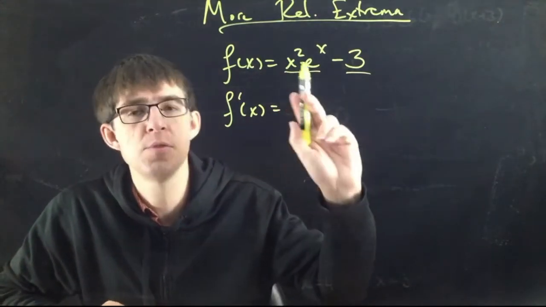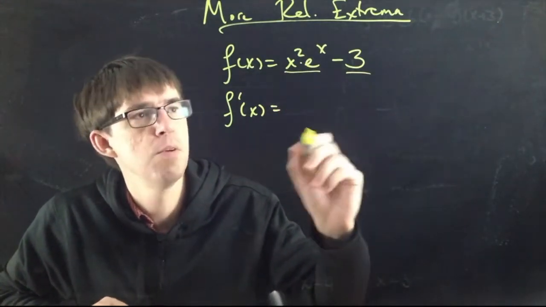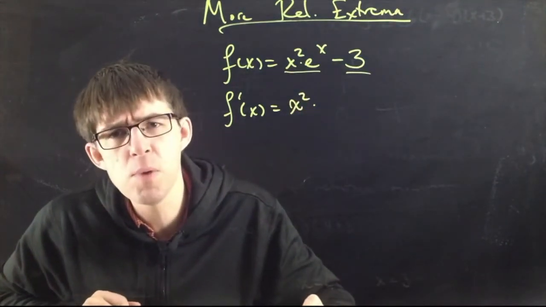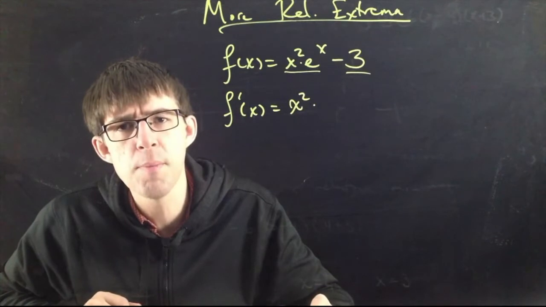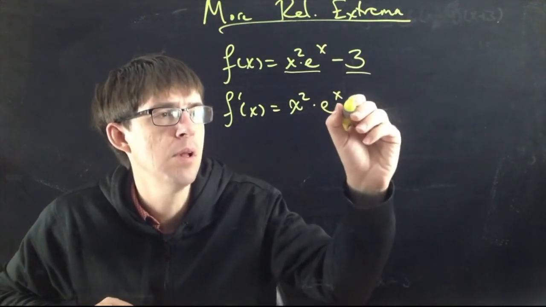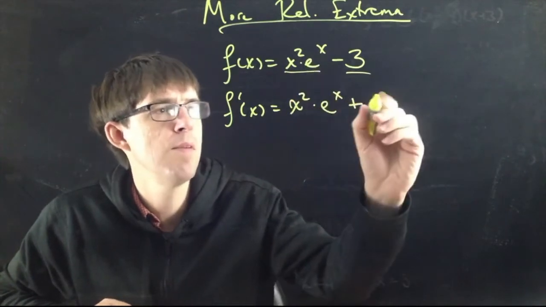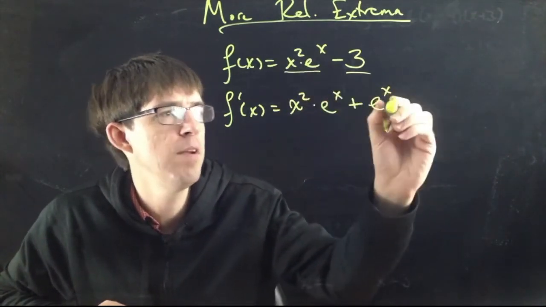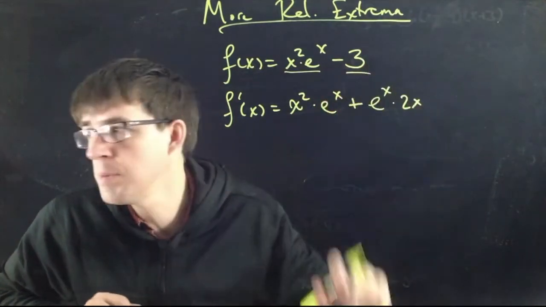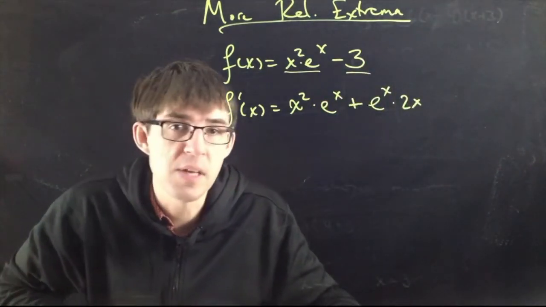It is the first thing times the derivative of the second thing, plus the second thing times the derivative of the first thing. So the first thing is x squared. Derivative of the second part: remember, what is the derivative of e to the x? I hope you remember. The derivative of e to the x is e to the x. Plus the second thing, e to the x, times the derivative of the first thing, 2x. And then the minus 3, like I said, becomes 0 because it's a constant.